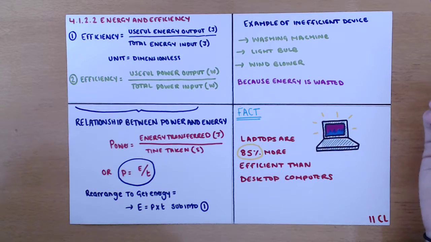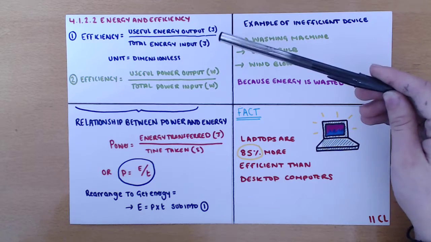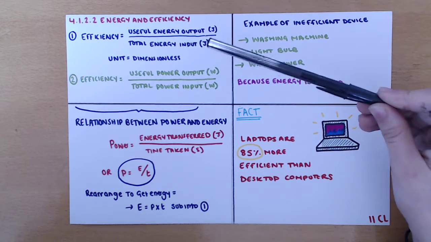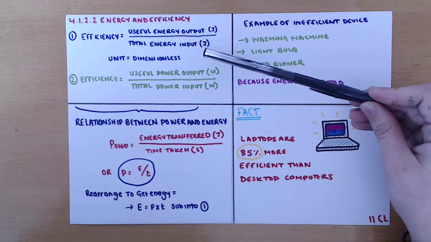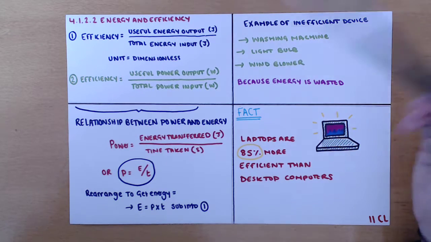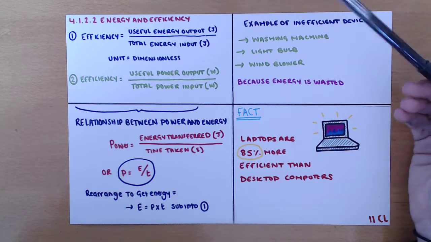What this means is if you had a system and you put a lot of energy into it, the efficiency would be the amount of energy that can actually be used divided by the total amount of energy. So an efficient system is one that has a lot of useful energy. And the unit for efficiency is dimensionless because it's joules divided by joules, which would just be 1. What dimensionless means is that there are no units.